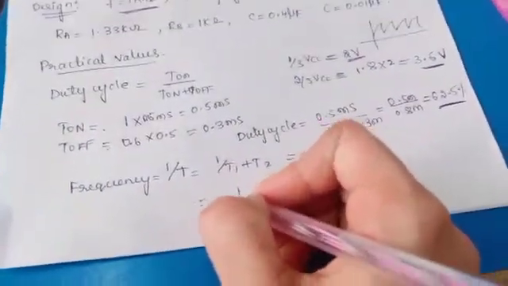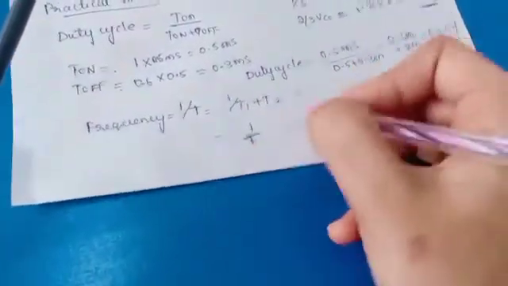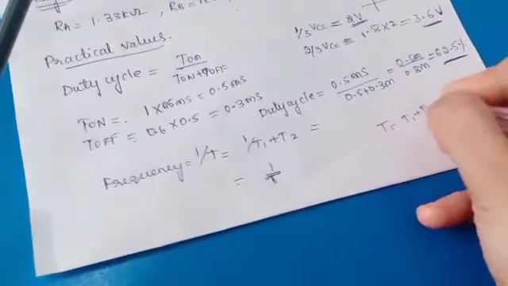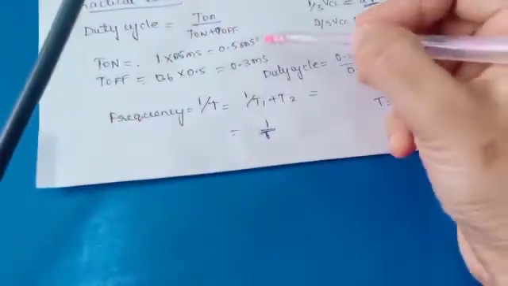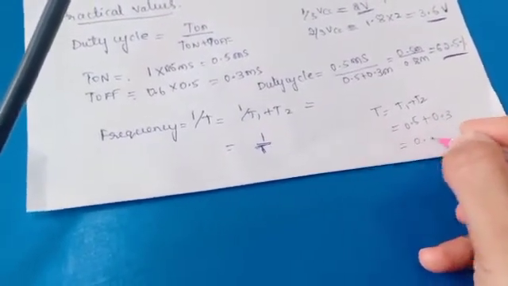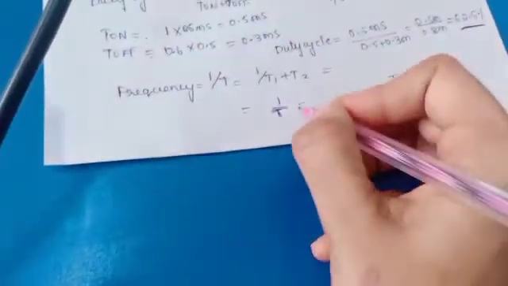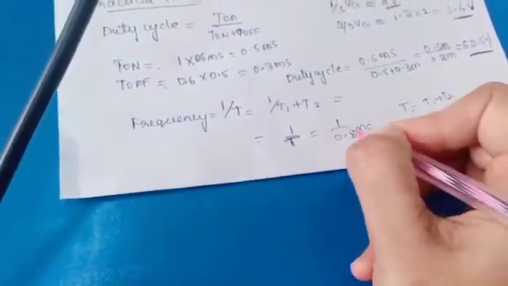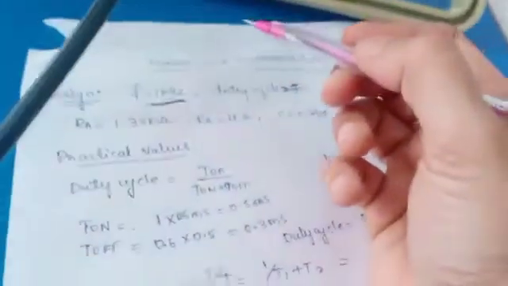Finally, we need to calculate the frequency. The frequency designed here is 1 kilohertz. So what is the frequency from this? It is 1/T. What is T? T is T1 plus T2, that is T on plus T off. T1 here is 0.5 and this one is 0.3, so this is 0.8 milliseconds. So 1 over 0.8 milliseconds, we are getting a frequency of 125 hertz. But we have designed it for 1 kilohertz.